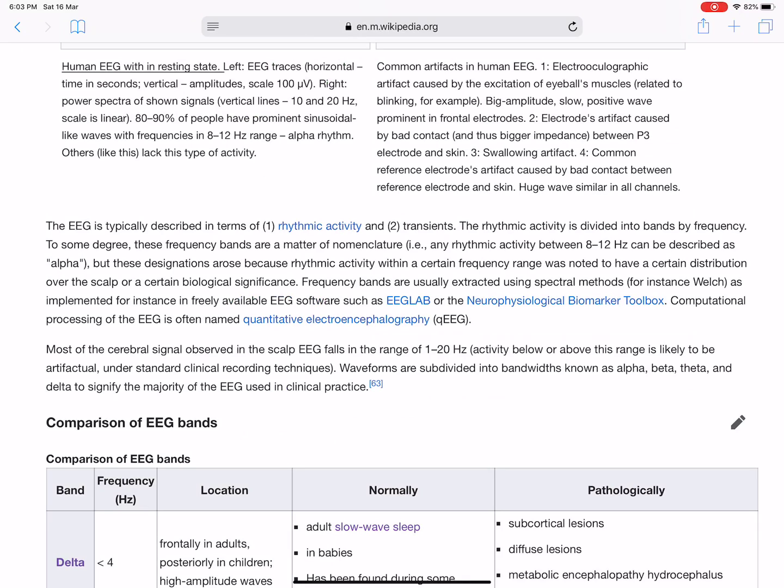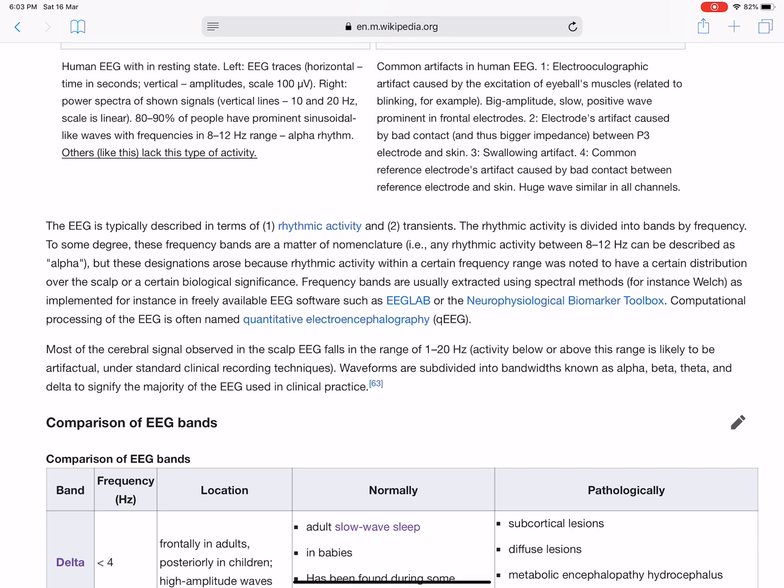Left, EEG traces: horizontal, time in seconds; vertical, amplitudes, scale in microvolts. Right, power spectra of the showing signals, vertical lines, and the Hertz scale is linear. Percent of people have prominent sinusoidal-like waves with frequencies in the Hertz range, alpha rhythm. Others, like this, lack this type of activity.